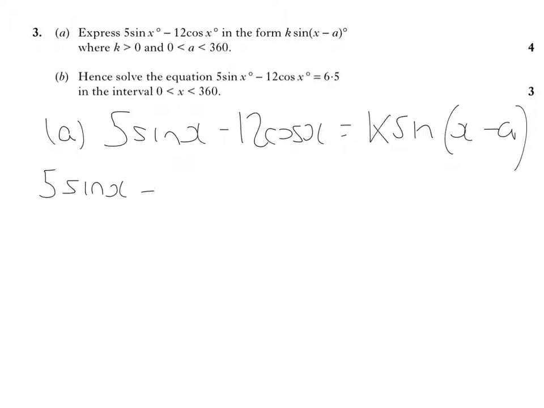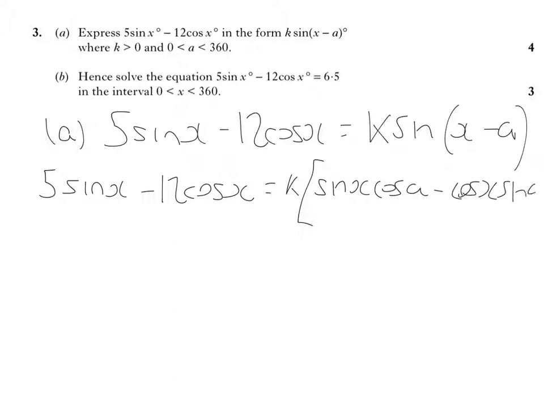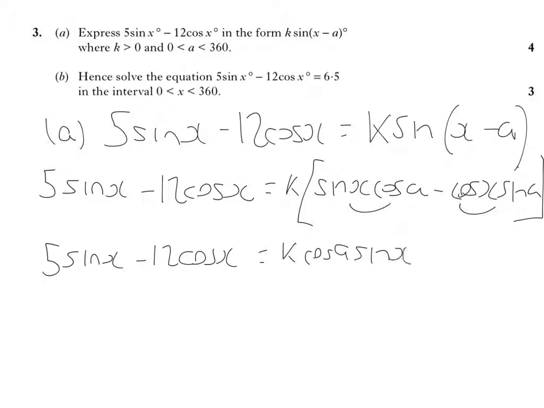So 5 sin x minus 12 cos x is equal to k bracket. So the sin minus expansion is sin cos minus cos sin. So that's sin x cos a minus cos x sin a, close the bracket. It's 5 sin x minus 12 cos x. I'm going to just flip them round as I open up the bracket, so that's k cos a sin x minus k sin a cos x.